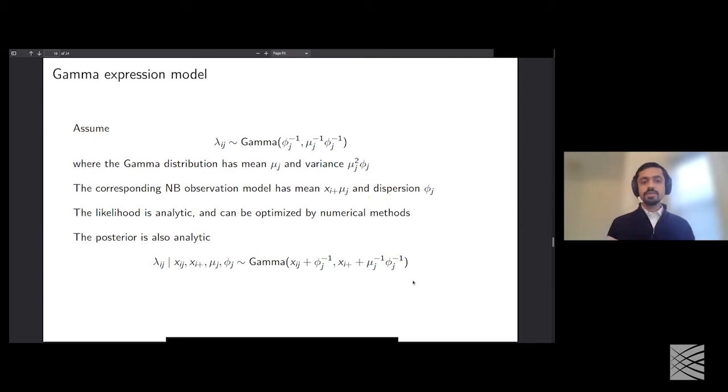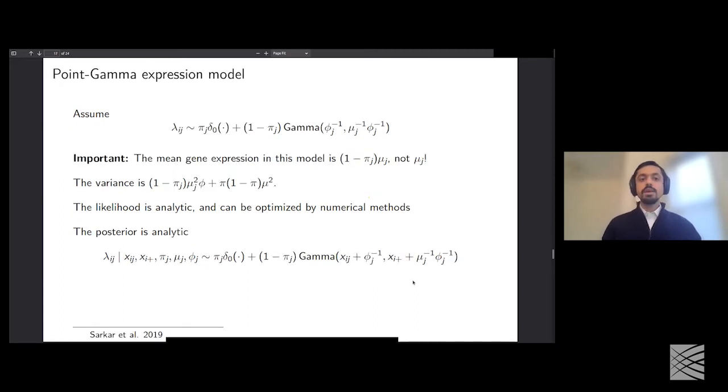One other point is that because it's conjugate, the posterior of lambda ij given the data and given the estimate is also analytic, and that's also highly convenient. For example, the method SAVER uses this kind of idea to estimate lambda given the observed data. Similar kinds of things hold for a mixture of a point mass on zero and a gamma distribution.